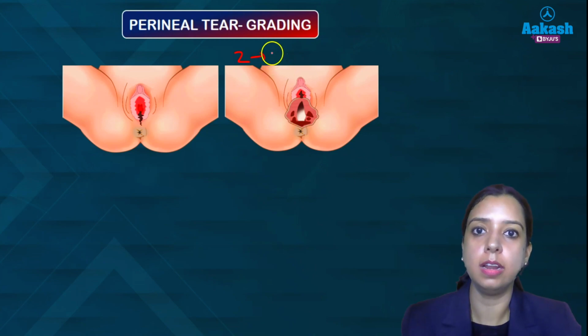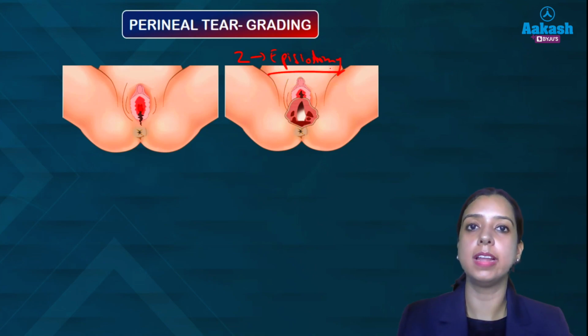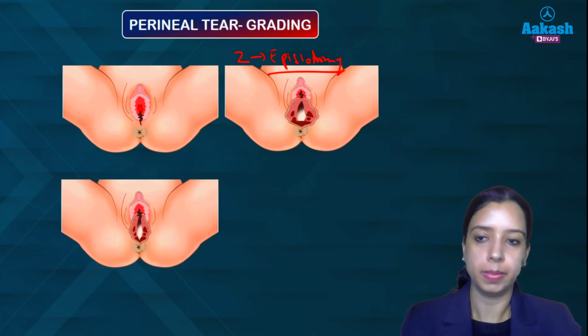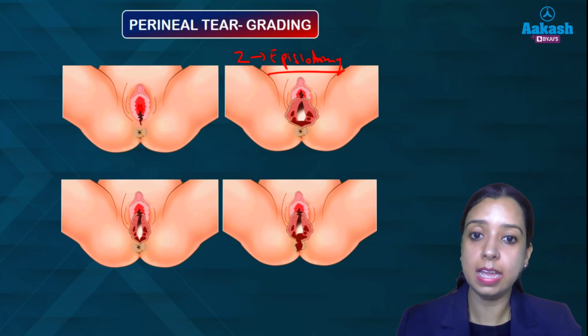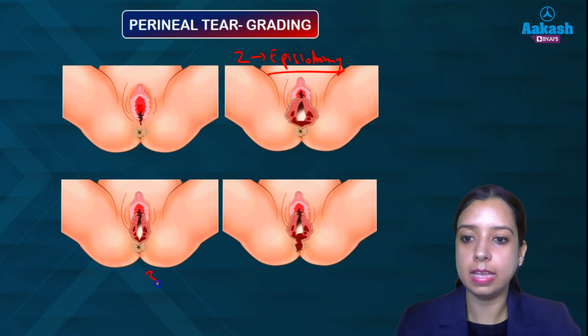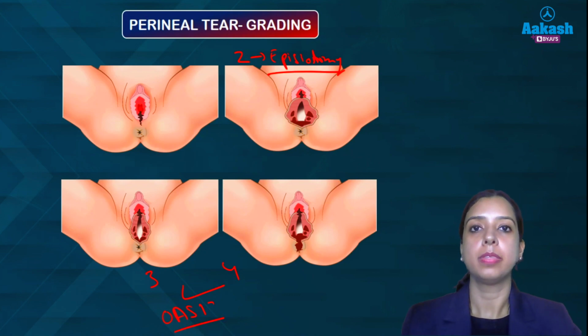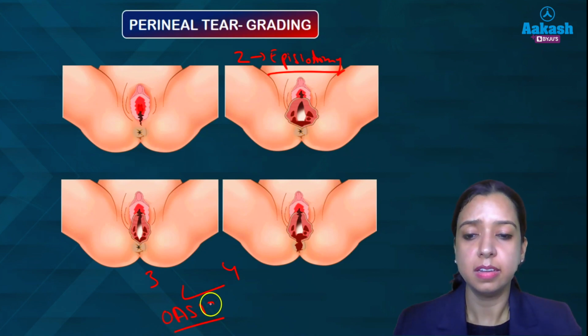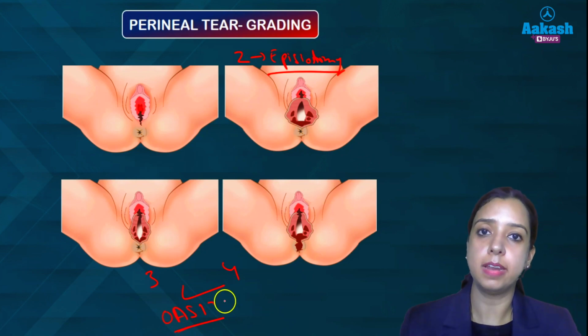Though it is intentional, all episiotomies, medial or mediolateral, are second grade tears because you are cutting both muscles and the mucosa. Then if the anal sphincter is involved, it is grade 3, and if the rectal mucosa is involved, it is grade 4. So grade 3 and grade 4 are together called OASIS, obstetric anal sphincter injury. Okay, this is the term for grade 3 and grade 4 perineal tear.